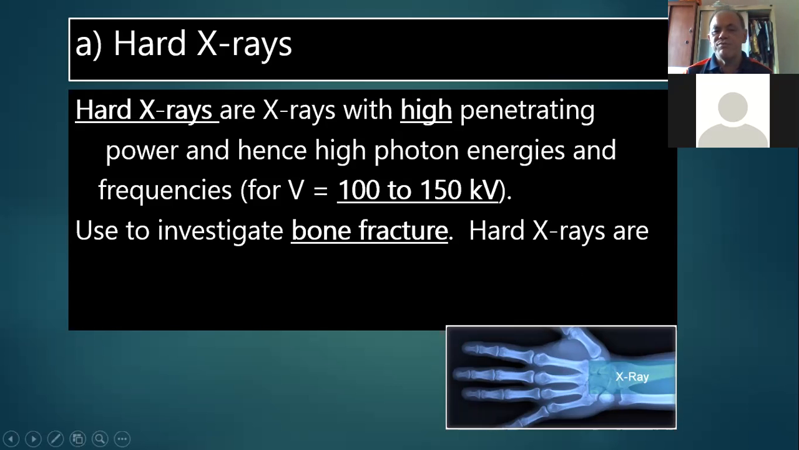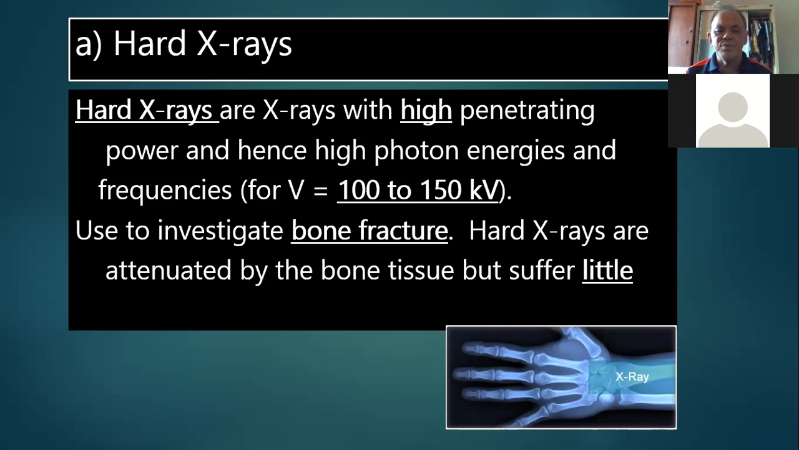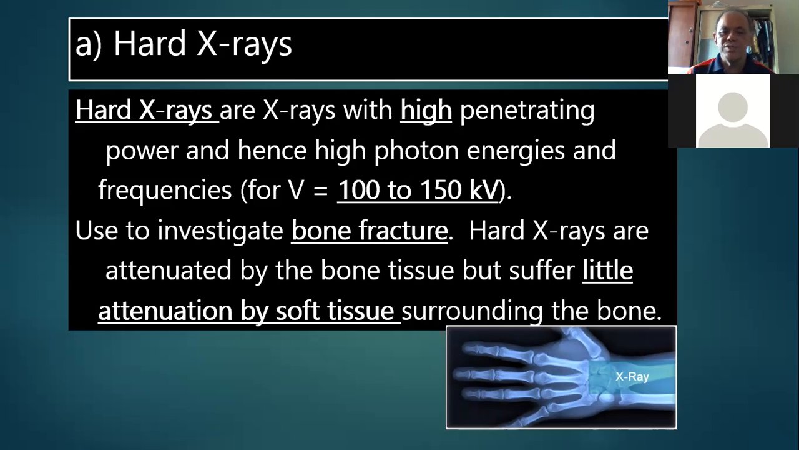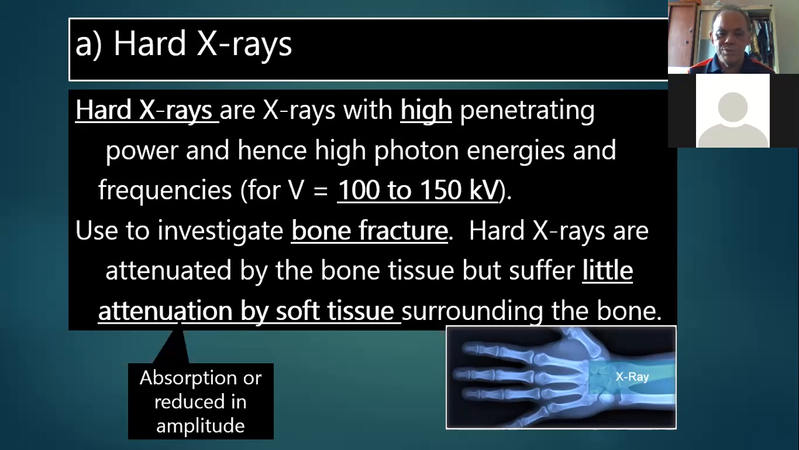Used to investigate bone fracture. Hard X-ray are attenuated by bone tissue, but suffer little attenuation by soft tissue surrounding the bone. That's what we want. We want to see the bone fracture clearly. So it must be attenuated. Attenuated means that it's absorbed. It's absorbed by bone tissue. But other soft tissue, the X-ray will just pass through. So attenuation, we can think of it as absorption or reduction in amplitude or reduction in energy.